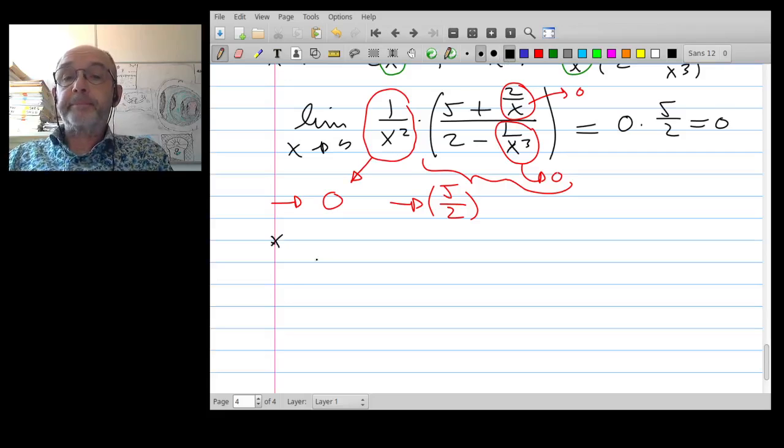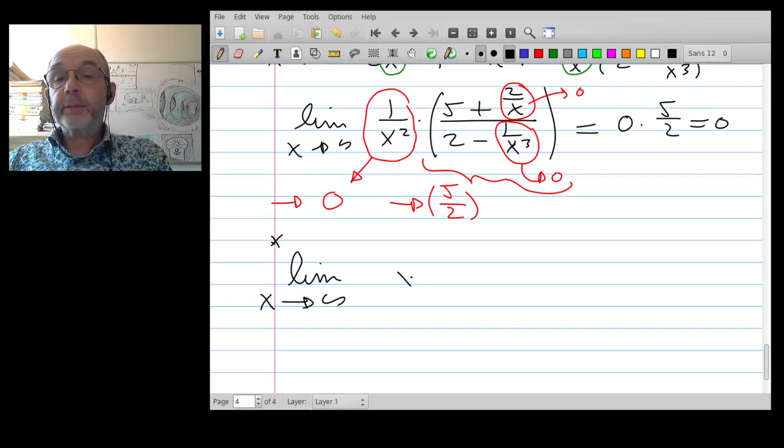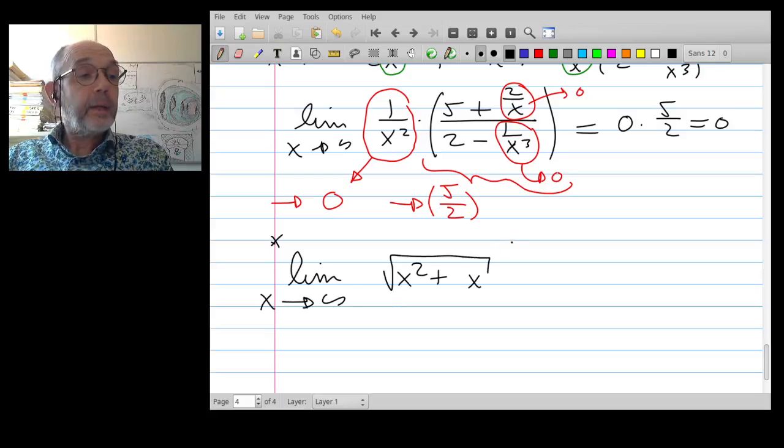Another one, the limit from x going to infinity, and then we subtract two things, and then I want to know what I get out of this.